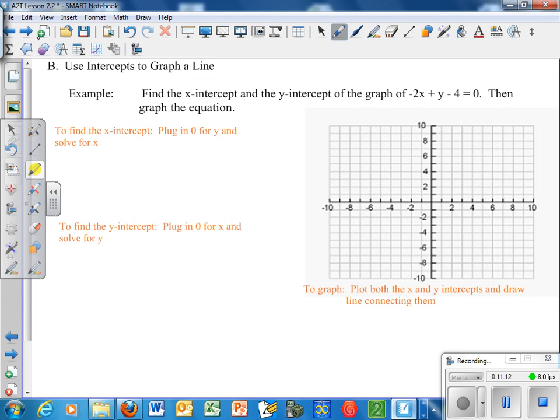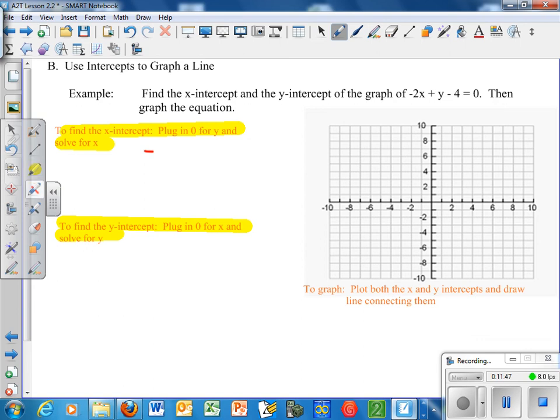All right, and the last concept that we're going to look at is using intercepts to graph a line. First, we're going to find the x and y intercepts, and then graph the equation. Okay, some things you need to write down. To find the x-intercept, here's what you want to do. Plug in 0 for y and solve for x. And then to find the y-intercept, you're doing the opposite. Because to find the x-intercept, the y value is 0 for those points. The x-intercept is where it crosses the x-axis.